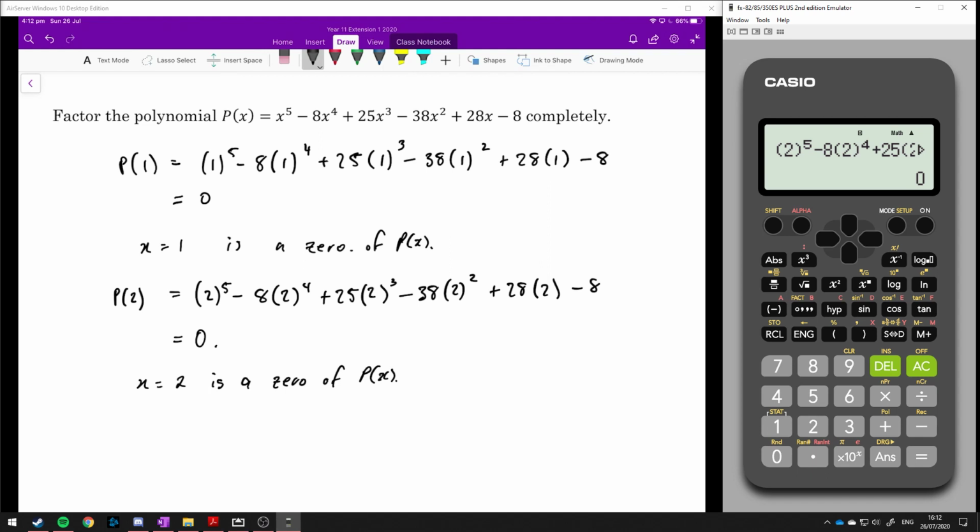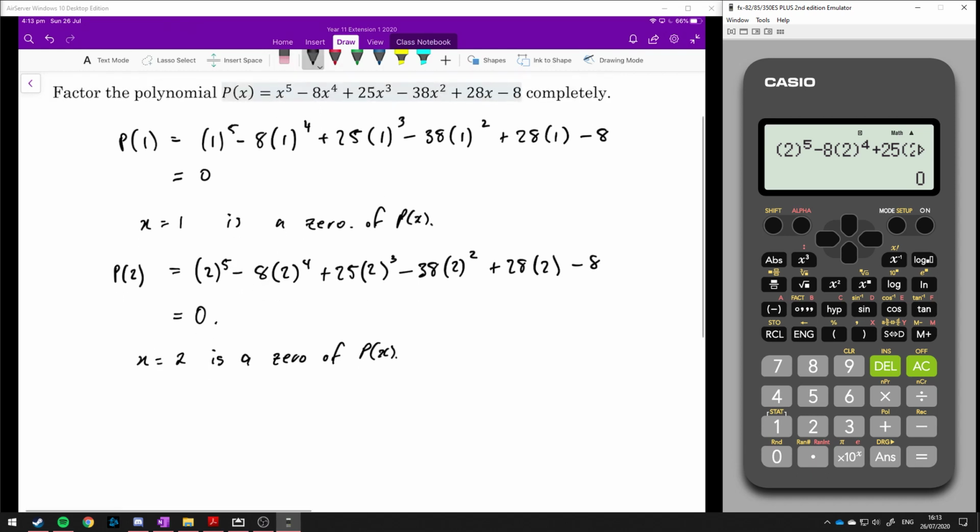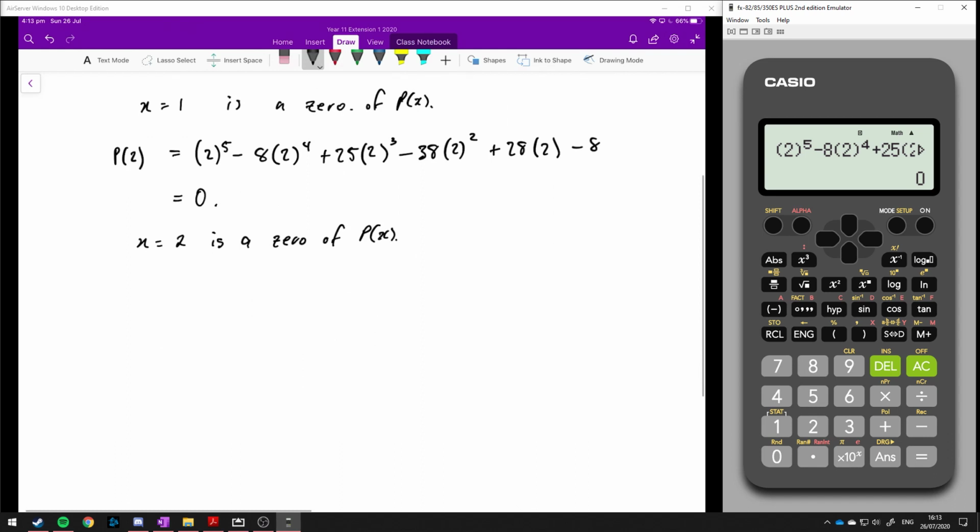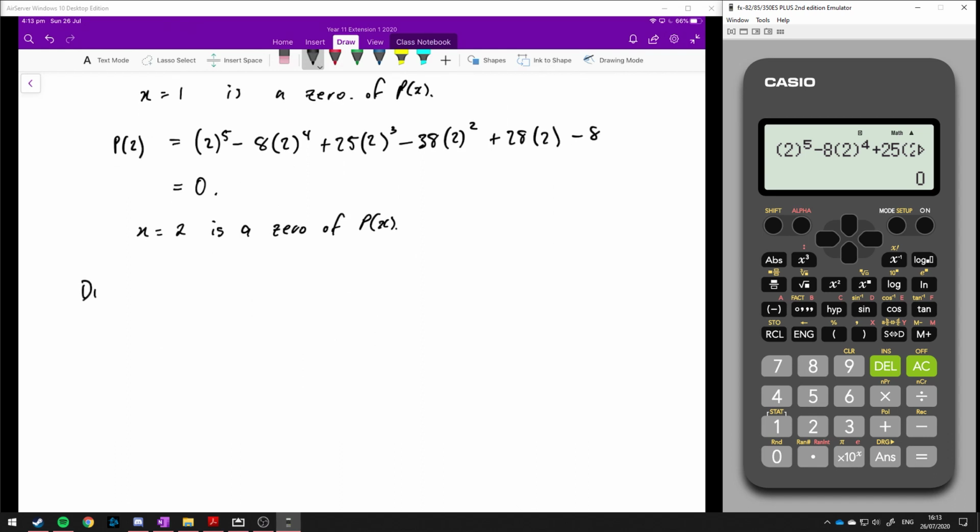Now remember, we can only have at most the number of zeros that is the degree of the polynomial. So if we have a polynomial of degree 5, then we can only have at most 5 zeros. So that's really important too, because it's sort of like an indication on when to stop. So as soon as we hit 5 zeros, we can stop. Now to test for multiples, what we're going to do is differentiate.